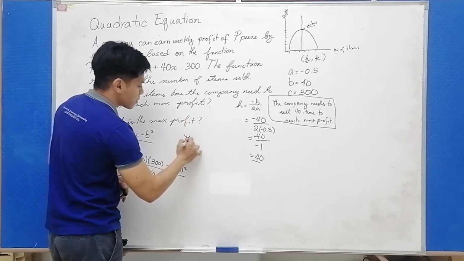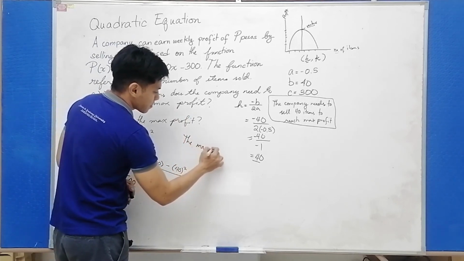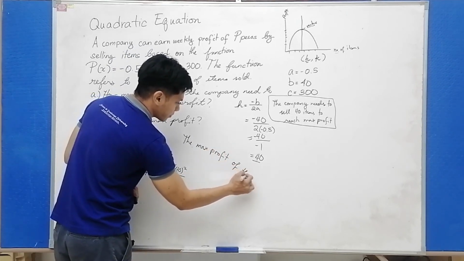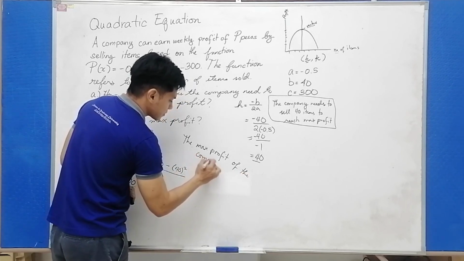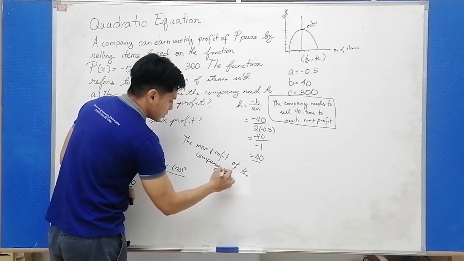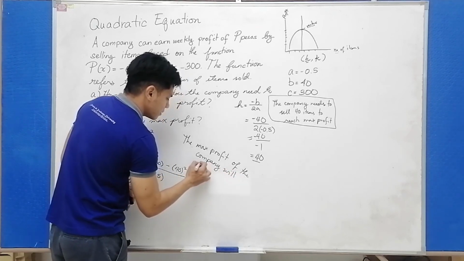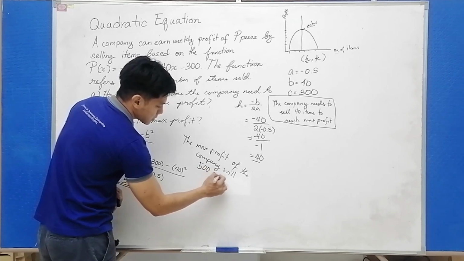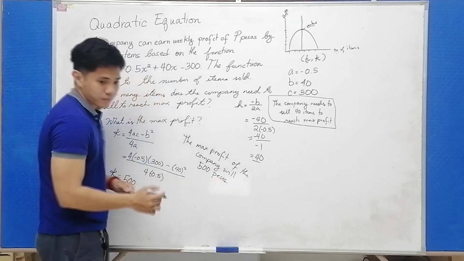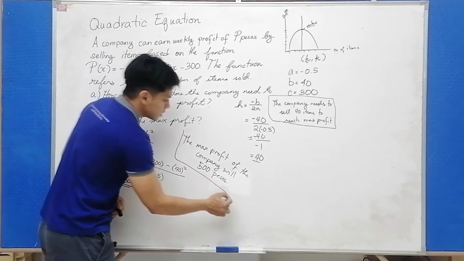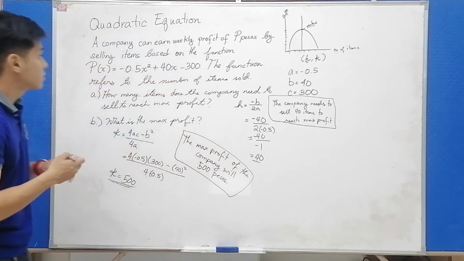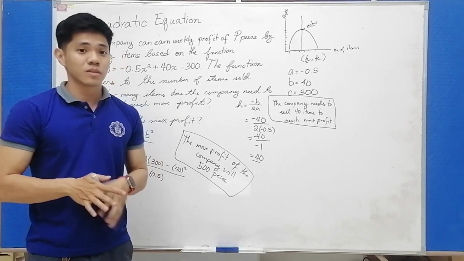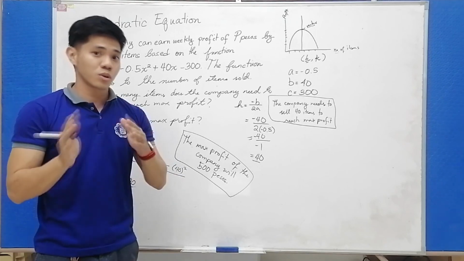So the max profit of the company will be 500 pesos. Okay, so we have these two statements to answer the problem for this function. So that's it in our problem solving, and I'll see you all next time for our fourth quarter sessions.